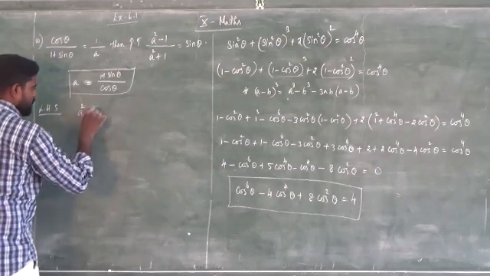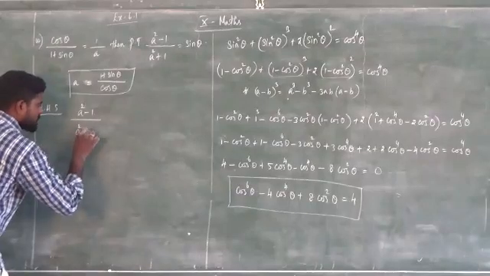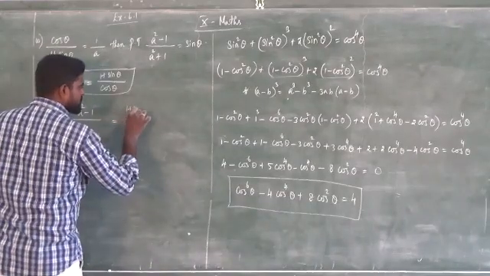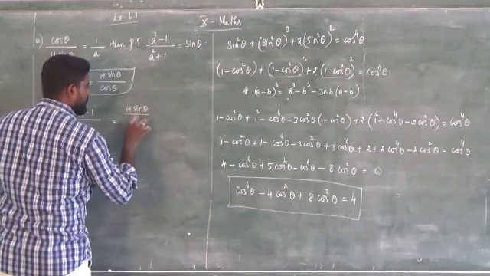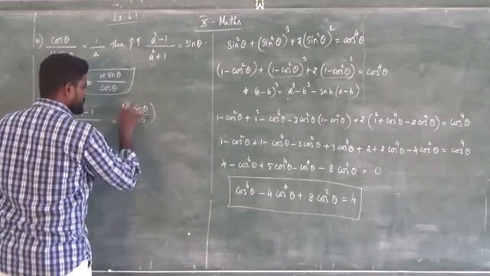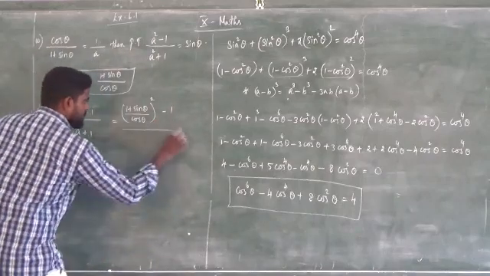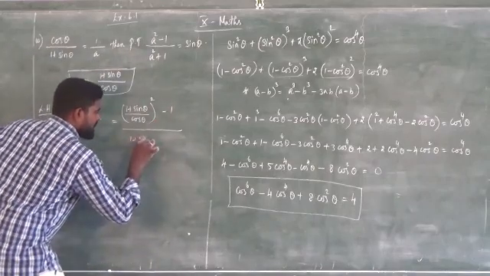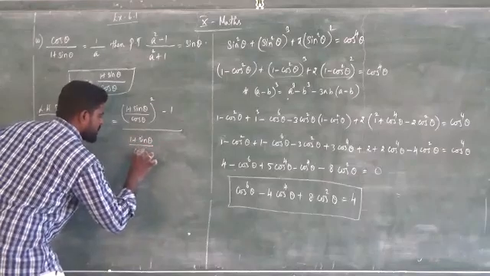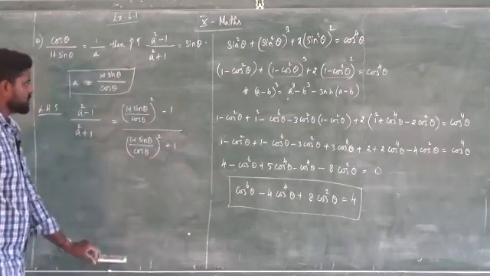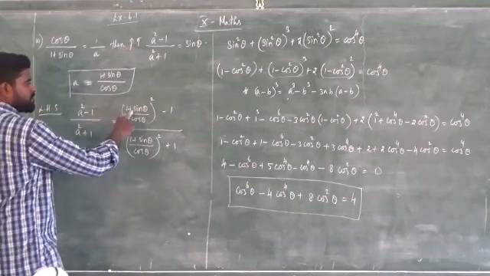(A square minus 1) by (A square plus 1). So what is A square? A square is ((1 plus sin theta) by cos theta) whole square, minus 1, by ((1 plus sin theta) by cos theta) whole square, plus 1. So what is the formula? (A plus B) whole square.